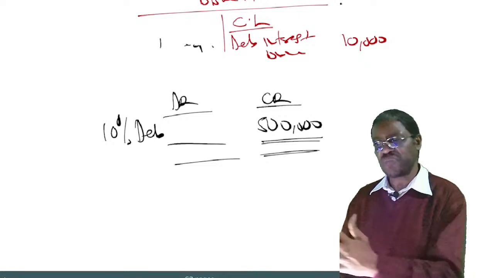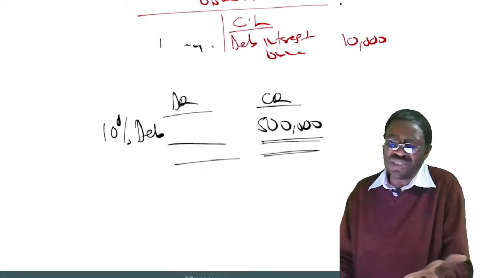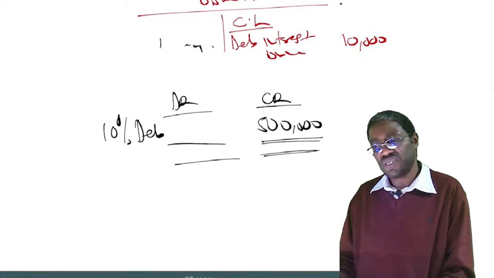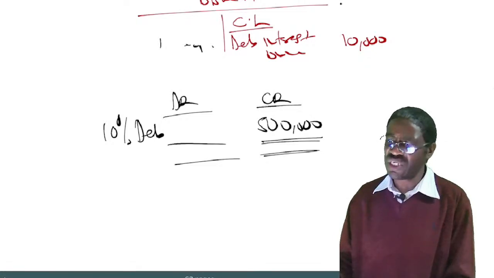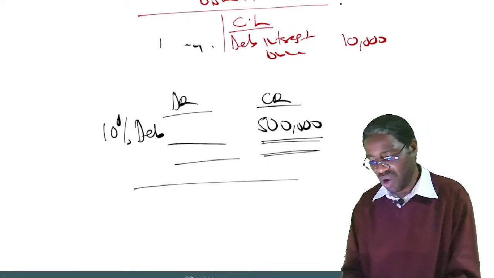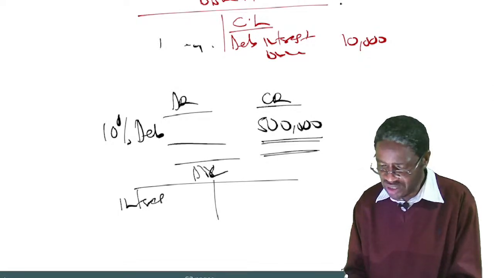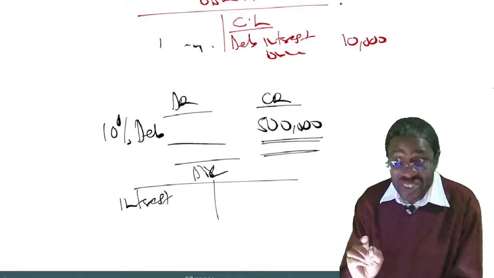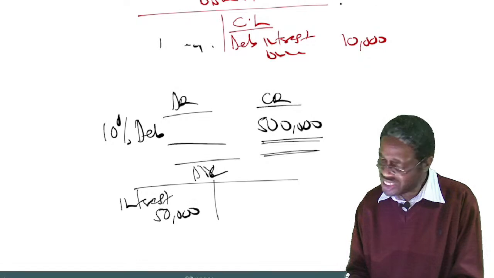You're just given 10% debentures in the trial balance, and in the same trial balance there is no interest. The question is, do you still have to charge interest in the income statement? Yes, you still have to charge it. How much? To the profit and loss, you had to charge 10% of 500. That is 50. Because that's the rule of accounting.